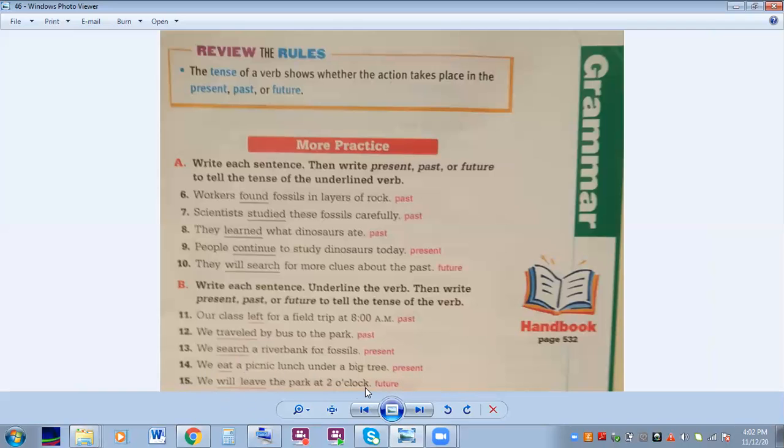We will leave the park at 2 o'clock. Will leave is a reference to the future. Remember, will tells us that the action has not happened yet.